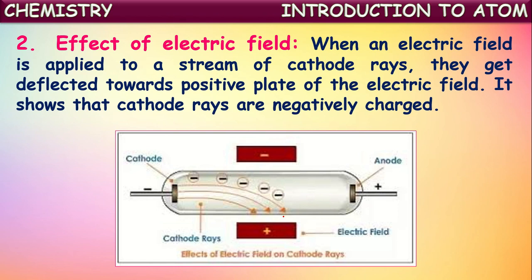We know opposite charges attract. Here, these cathode rays are being attracted towards the positive electrode. This indicates these cathode rays consist of negatively charged particles. These cathode rays are negative in charge. So, cathode rays deviate towards the positive electrode when an electric field is applied in their path. This proves cathode rays are negatively charged.